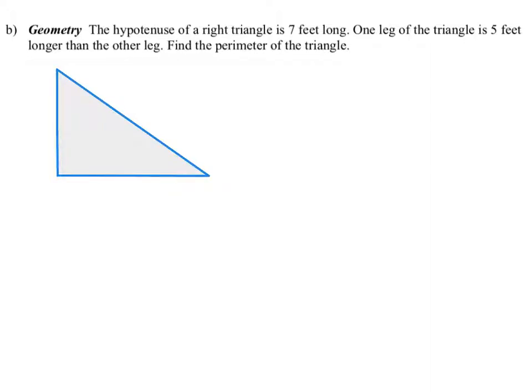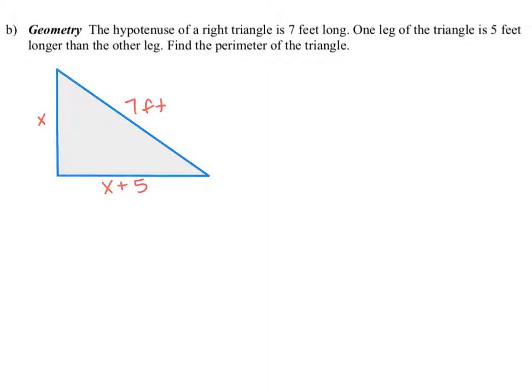In this geometry example, we're given that the hypotenuse of a right triangle is 7 feet long, and one leg of the triangle is 5 feet longer than the other leg. So if we let x represent one leg, then the other leg is going to be x plus 5. We want to find the perimeter of the triangle.